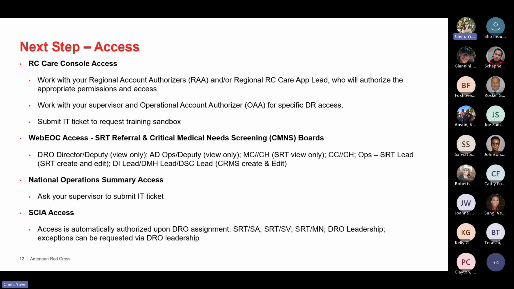It's automatically authorized upon your DRO assignment. So once you get to the DR, whether you're on the shelter resident team, an SA or manager, or a mass care chief or assistant director of operations, you get automatic access. There will be exceptions, and those exceptions can be requested by your DRO leadership. So let's say you're deployed as an operations management SV and you don't automatically have access, you can work with your supervisor and have them submit an exception request to the SCIA so that you can get access, of course, with justifications.